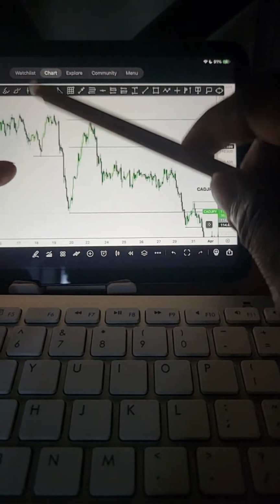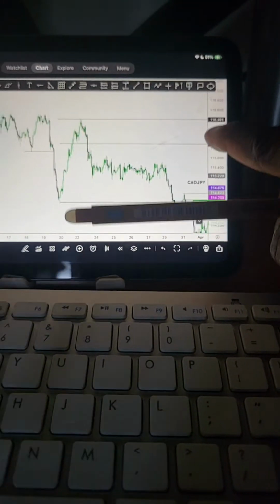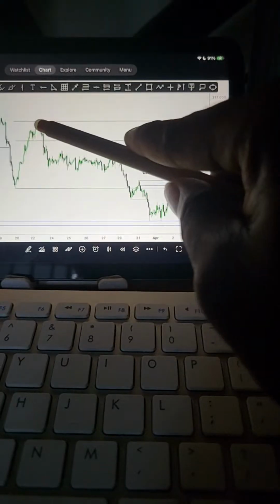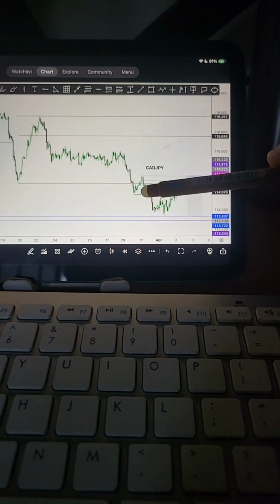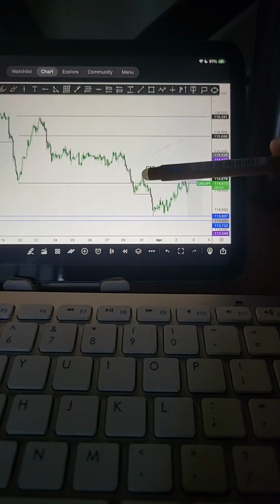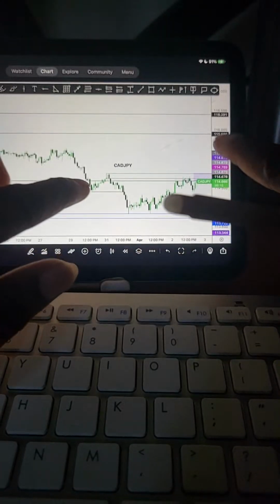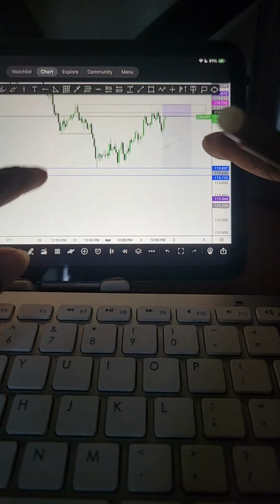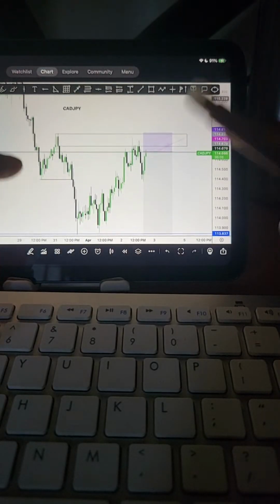You can see that this is CAD/JPY, and we have been trending downward. You see price has been breaking structures to the downside. Then this is the previous structure, a break of structure again. So all we want to do is follow the trend, guys. That is the logical thing to do, is to follow the trend.